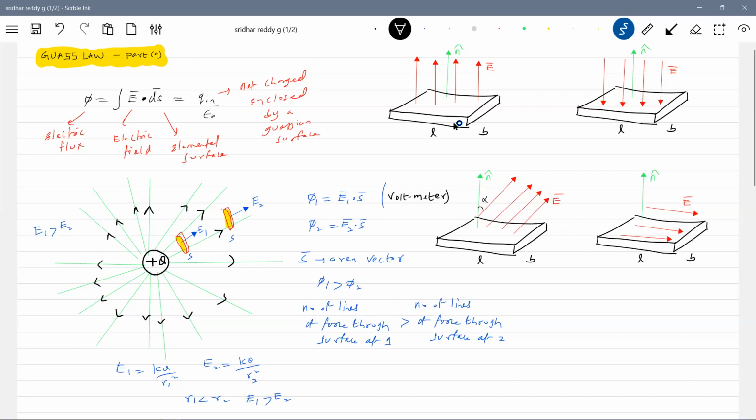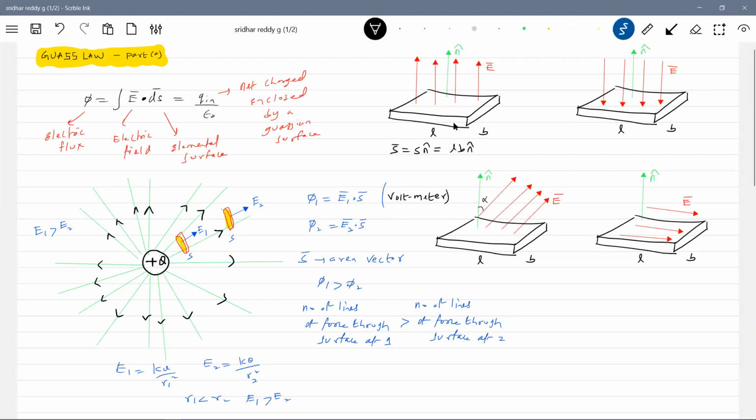What is the flux in the first case? We should define S bar. S bar is an area vector, which I'm going to define as S bar equal to area into n cap. What is the area of cross section of this strip? L into B. What is n cap? A unit vector directed normal to the area. Since it's an open surface, I'm going to choose one particular direction. Let it be upward. Then what is the angle between E bar and n cap? It is 0.